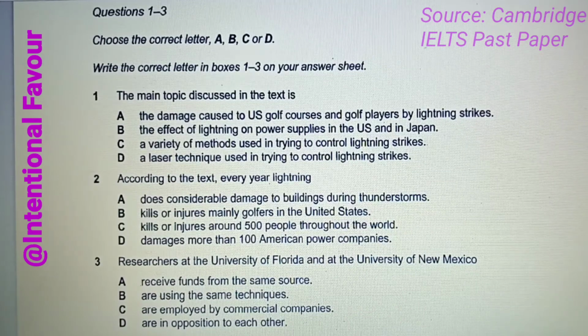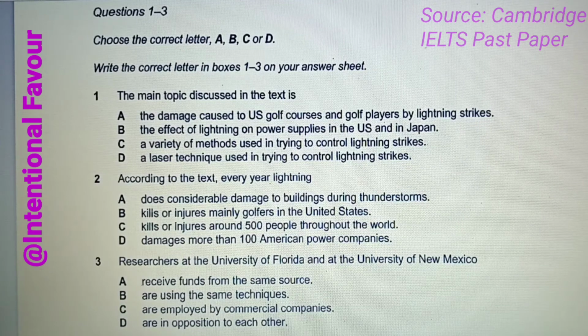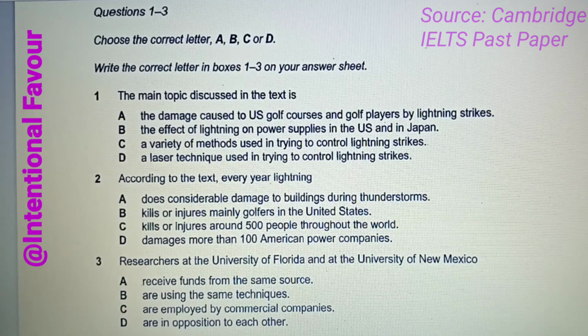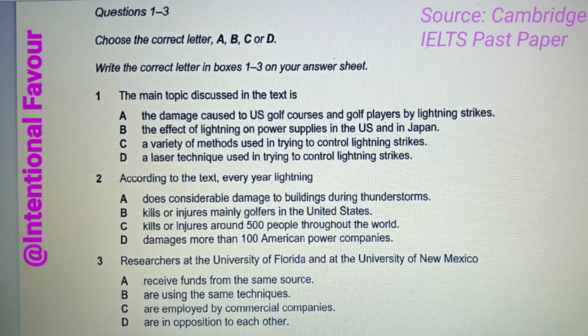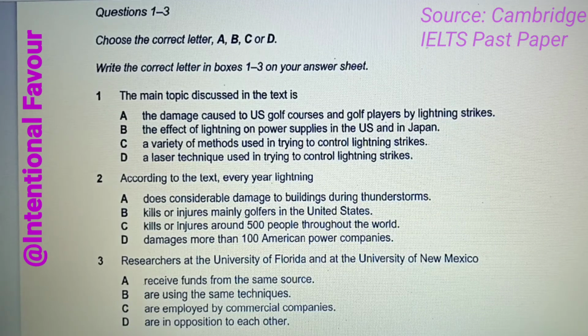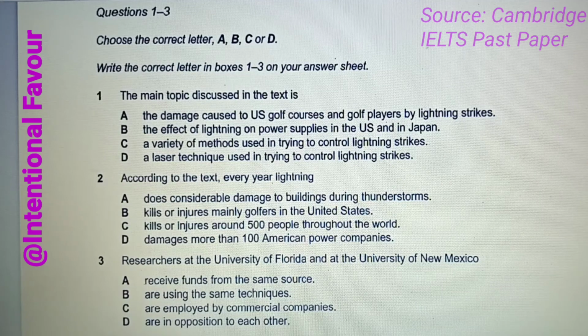So many people have been asking me about the general training. For instance, this is an example of academic training, but like I've said in a previous video, there is not much difference between the academic reading and the GT reading. The only thing is that the passages you'll be given will be different, but the question types are the same. So whether you are writing the academic test or the GT test, you will still come across questions like this. The only difference is that it will be a different text. I hope that makes it clear.